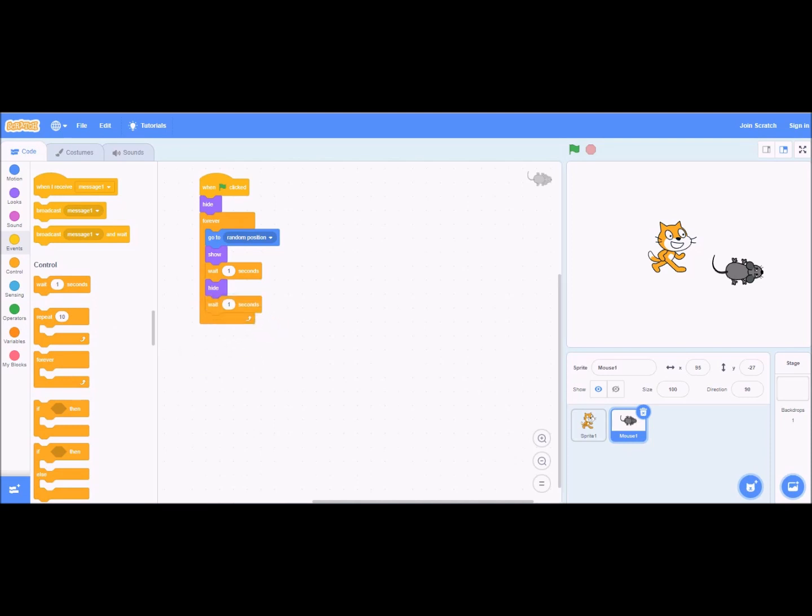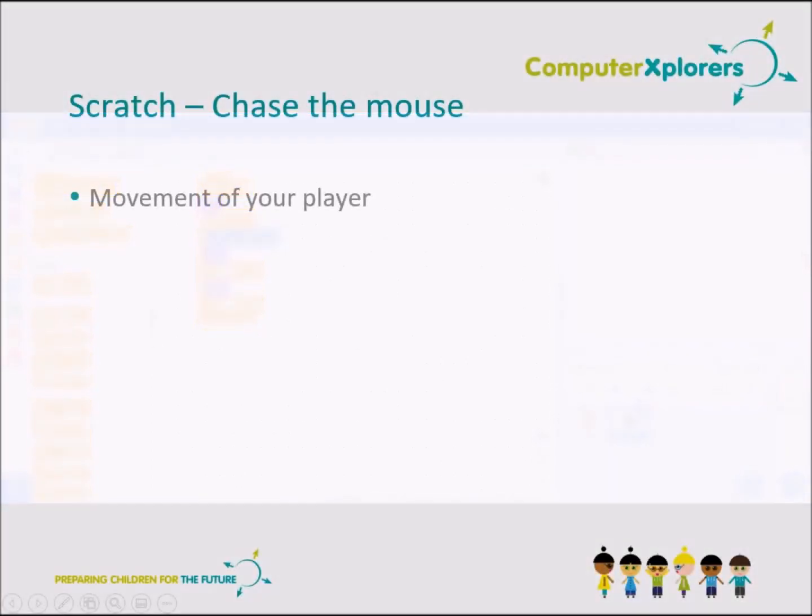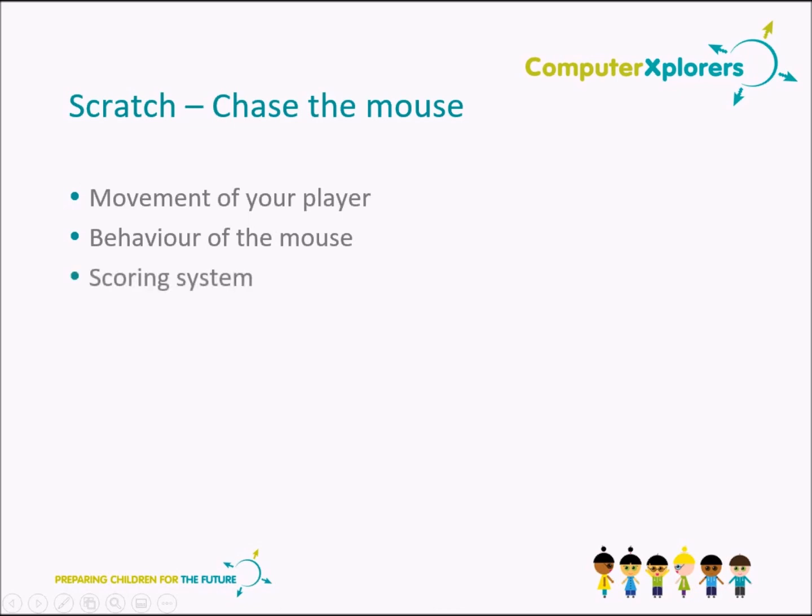So ignore the cat for a moment, that's just going to wander off the screen. But if we look at the mouse, we can see that he goes somewhere, he hides. He goes somewhere else, he hides. He goes somewhere else, he hides. And hopefully that sort of random behaviour means that he's a difficult mouse to track down when we're playing the game. Okay, that should mean that we're okay with the movement of the mouse. Okay, so we did the movement of the player, and now we've done the behaviour of the mouse. Let's move on now to a scoring system.